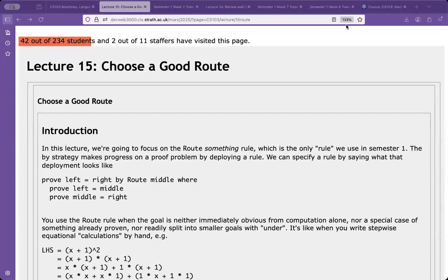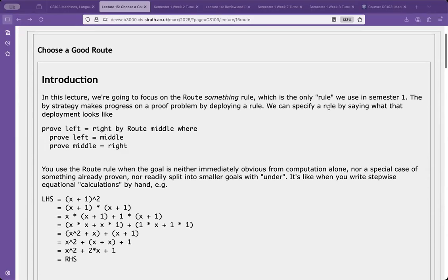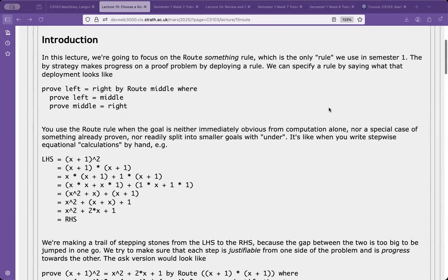Let's revisit some old problems and some slightly more recent problems in the business of choosing a good route. I wrote a little bit of a preamble just by way of setting the scene.